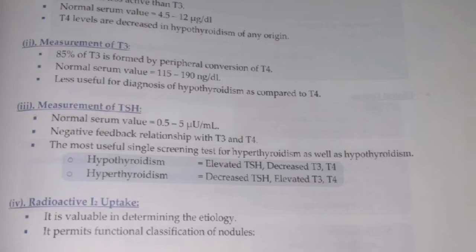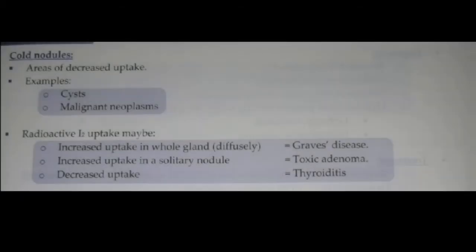The radioactive iodine uptake is valuable in determining the etiology of thyroid disorder. It permits the functional classification of nodules. Hot nodules are areas of increased uptake, for example toxic goiter and toxic adenoma. Now the cold nodules: these are areas of decreased uptake, for example thyroiditis and malignancy.